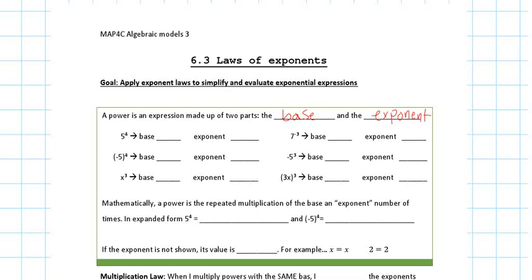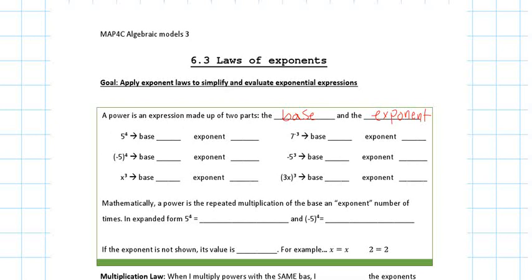Okay, so we're going to look at exponent laws today. The first part of the exponent laws we have seen before in grade 11. The ones that we're going to learn in the next lesson are going to be new ones. So a power is an expression made up of two parts, as we said before. It's the base and the exponent.